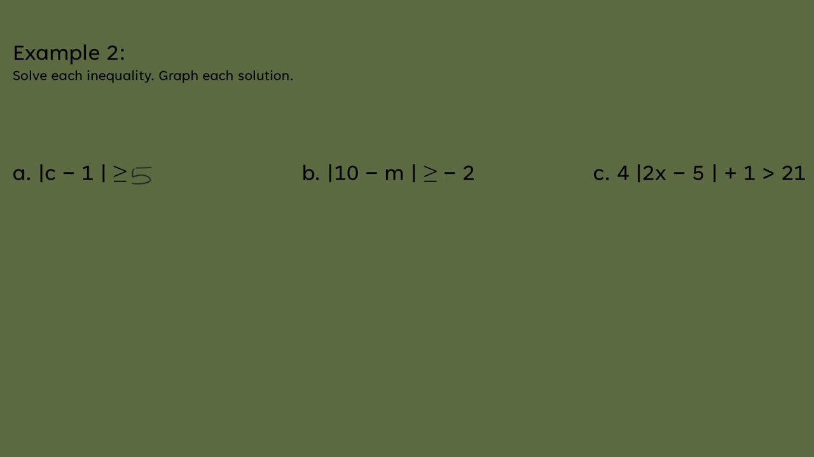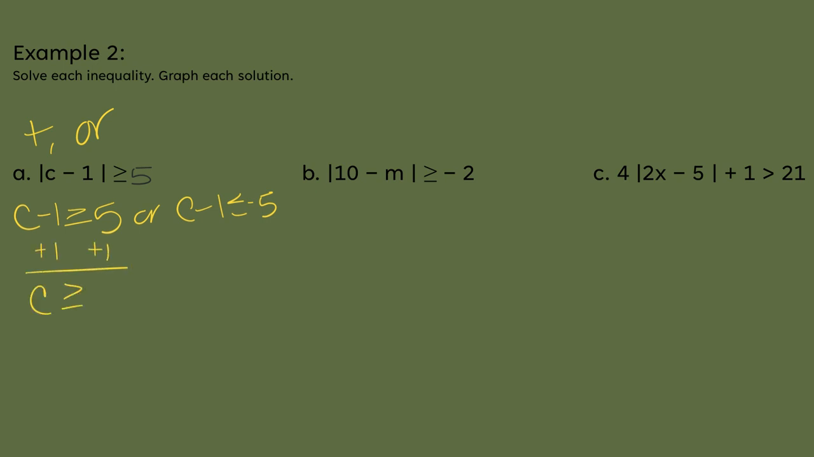Right. Now, we're in the same thing. Let's identify: is it positive? Yes, it's positive. Is it "and" or "or"? So I'm going to have c minus 1 is greater than or equal to 5, or c minus 1 is less than or equal to negative 5. Can I work it out? I'm going to add 1 to both sides. c is greater than or equal to 6, or c is less than or equal to negative 4.